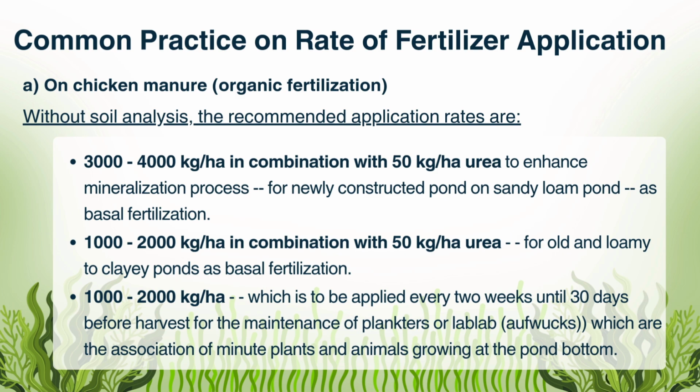Moving on to the common practice on rate of fertilization application. So the recommended rates of chicken manure application are based on the pond condition and soil type when no soil analysis is available. So for a newly constructed ponds with sandy loam soil, a higher rate which is 3,000 to 4,000 kilograms per hectare combined with 50 kilograms per hectare urea is applied as the basal fertilization. It is to enhance mineralization and also stimulate initial plankton production.